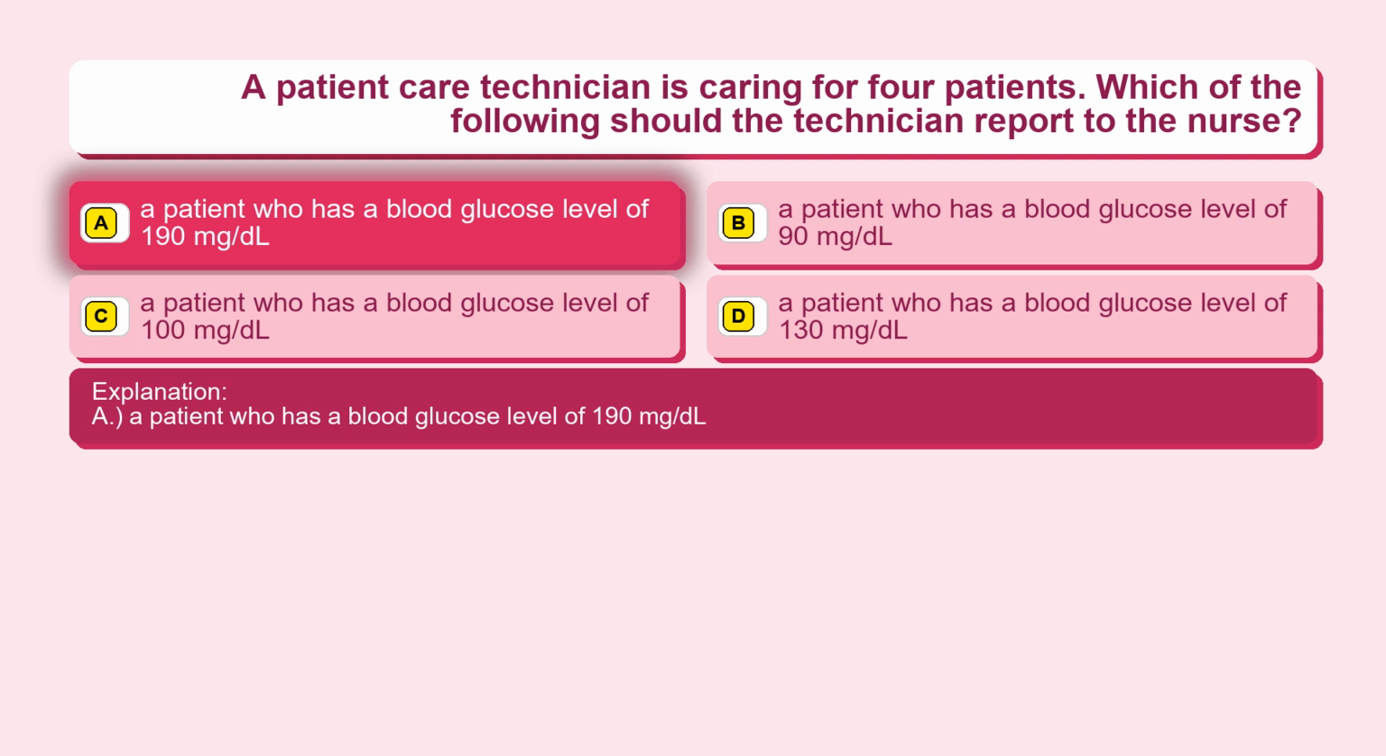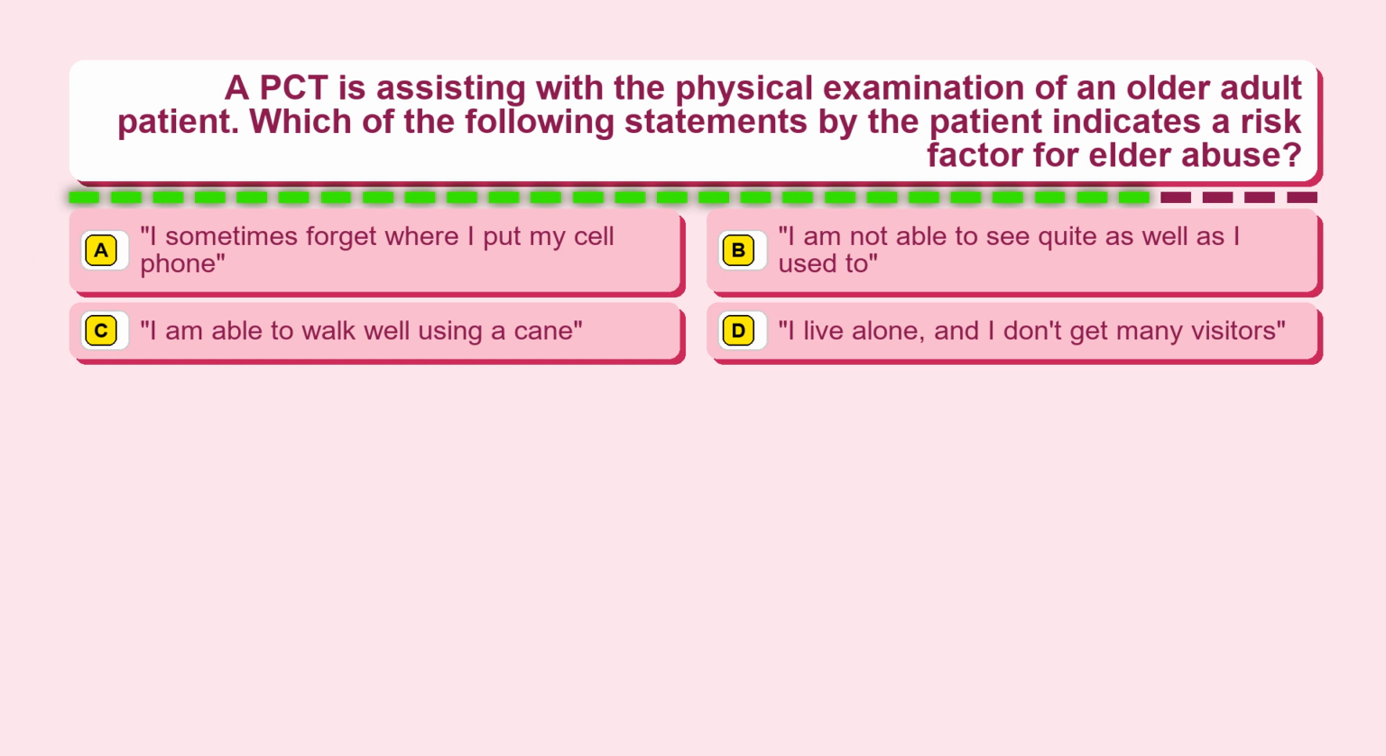Question 55. A PCT is assisting with the physical examination of an older adult patient. Which of the following statements by the patient indicates a risk factor for elder abuse? Option A, I sometimes forget where I put my cell phone. Option B, I am not able to see quite as well as I used to. Option C, I am able to walk while using a cane. Option D, I live alone, and I don't get many visitors.